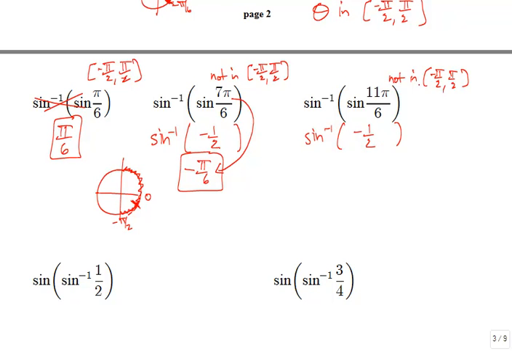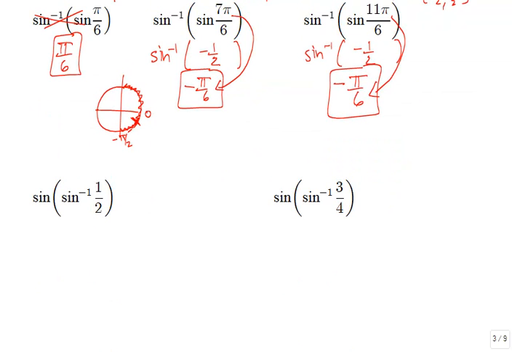And what angle between minus pi over 2 and pi over 2 has the sine of it equaling negative 1/2? Well, it's got to be a pi over 6 angle to get that 1/2, and it's got to be negative so that we're down here in quadrant 4. So we got the same answer as the last problem, even though the angle that we started with was a little bit different.